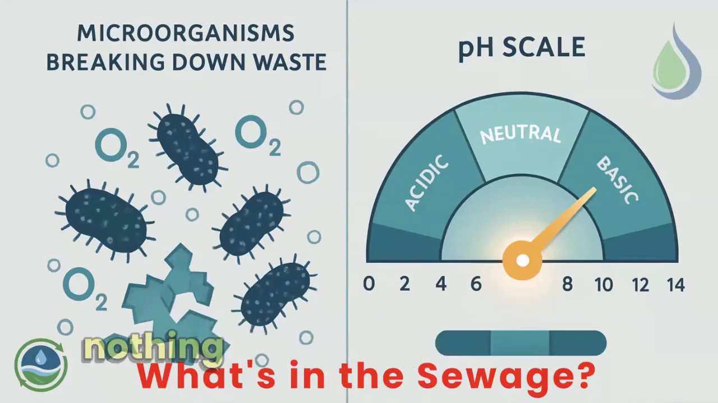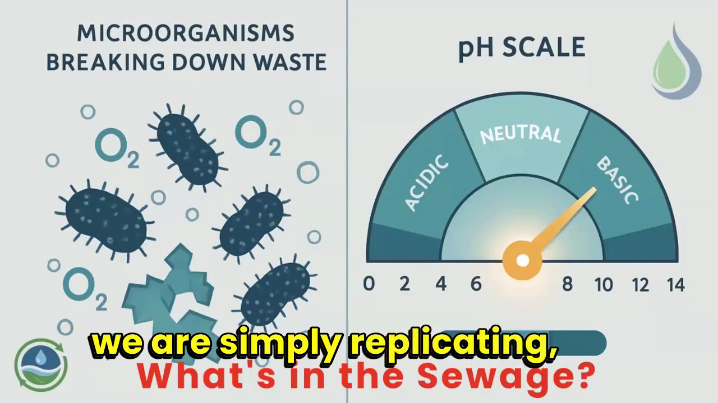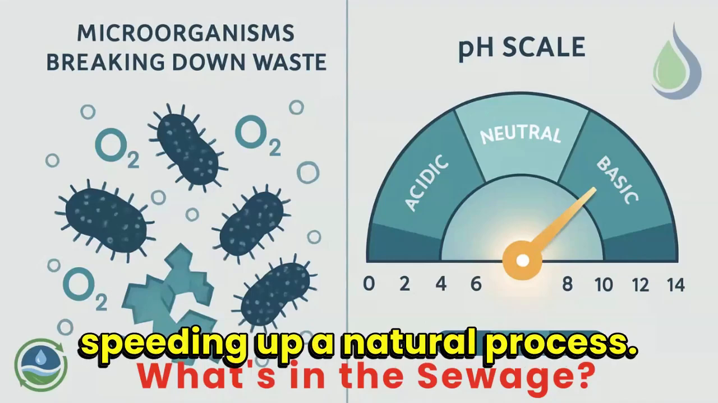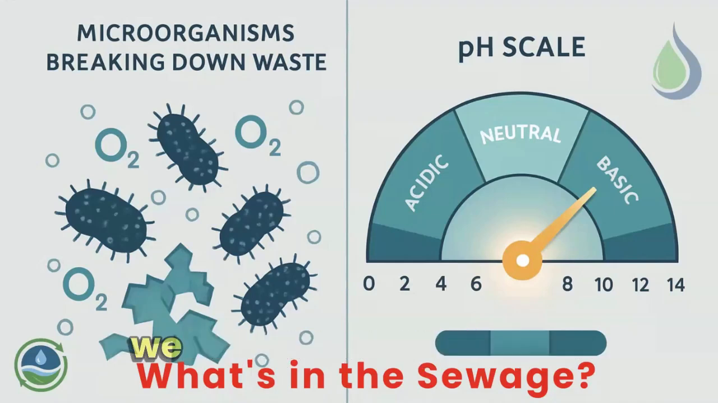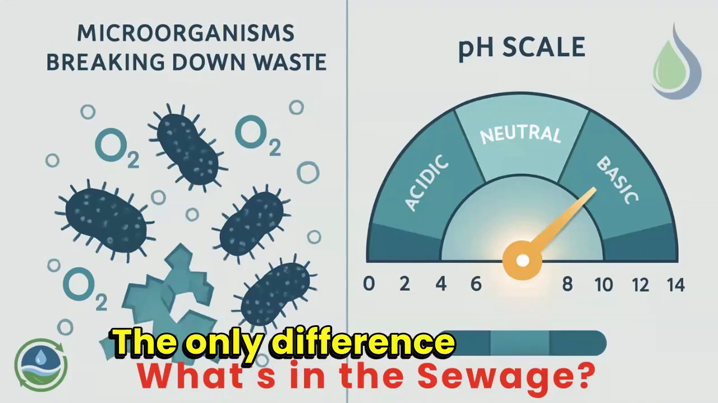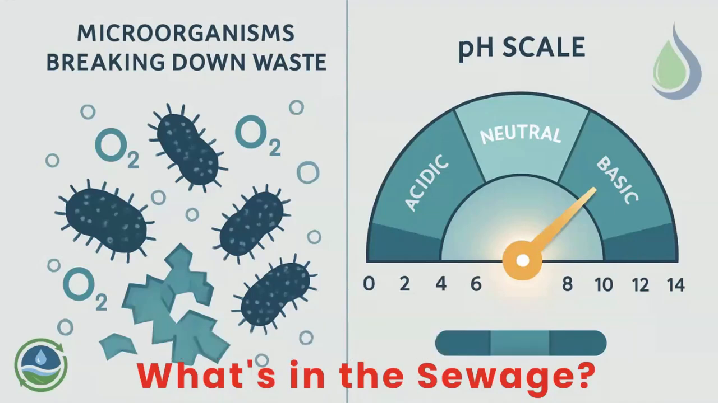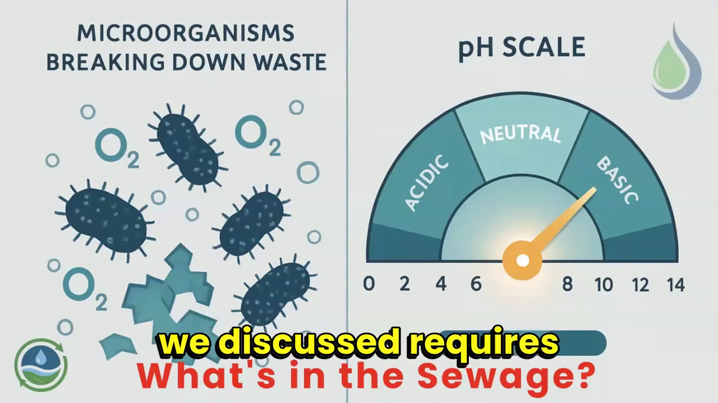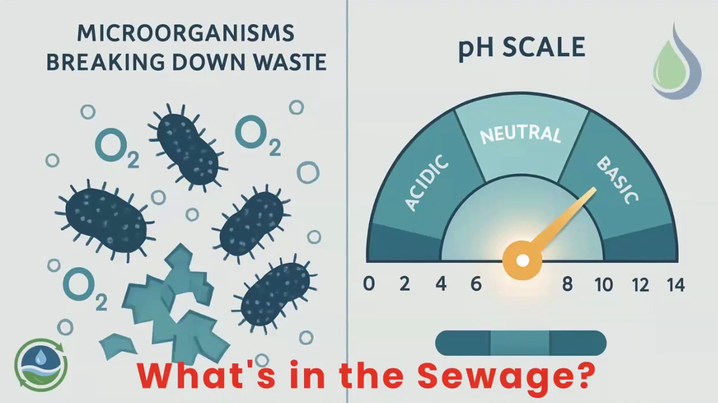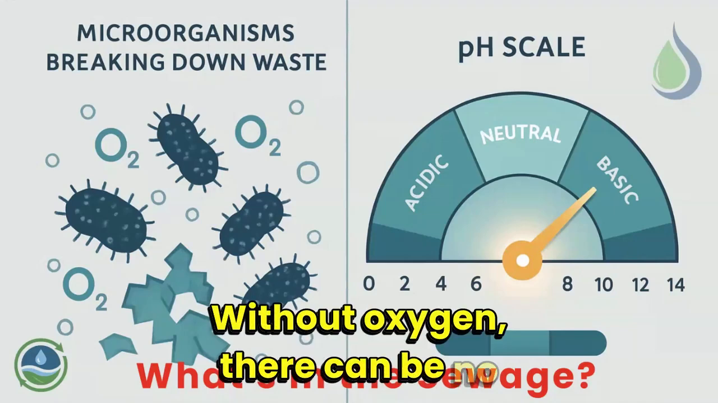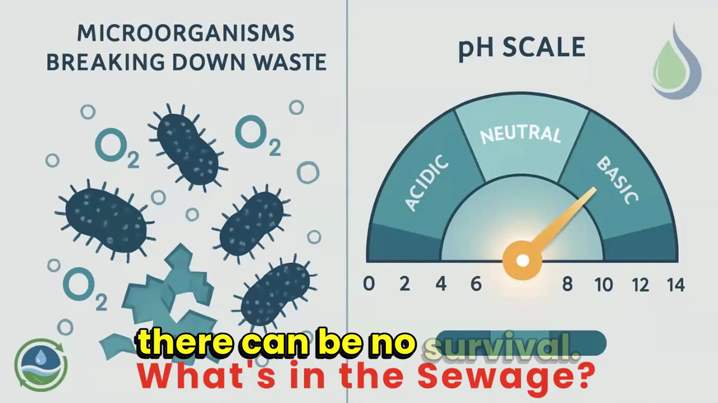A treatment plant is nothing but a way of removing that 0.05%, whatever is excess in the water. Now, we are simply replicating or speeding up a natural process. When we set up an STP, we are simply replicating what nature does. The only difference is we try to do it faster. Okay. Every living thing, like we discussed, requires food and oxygen. Without oxygen, there can be no life, no survival.